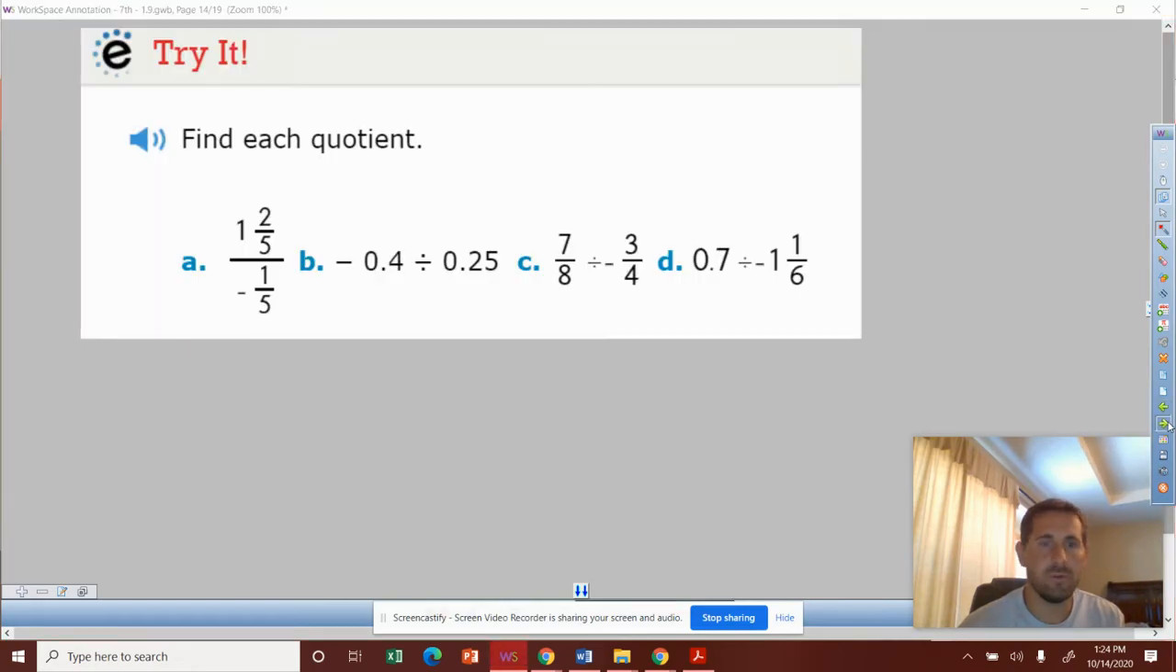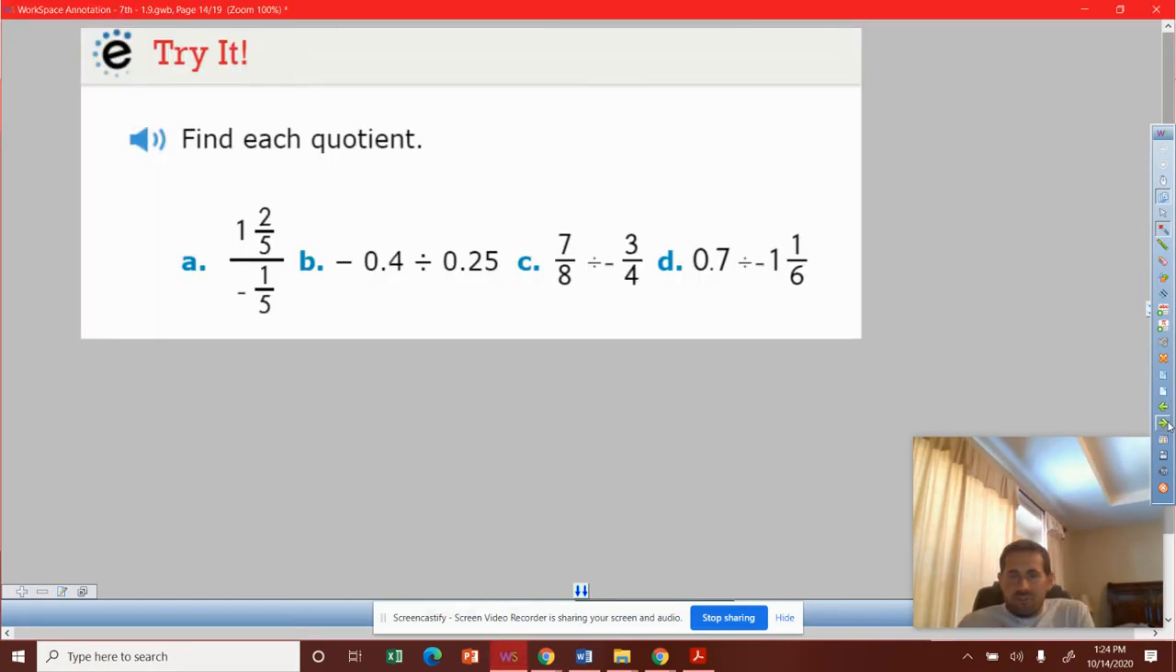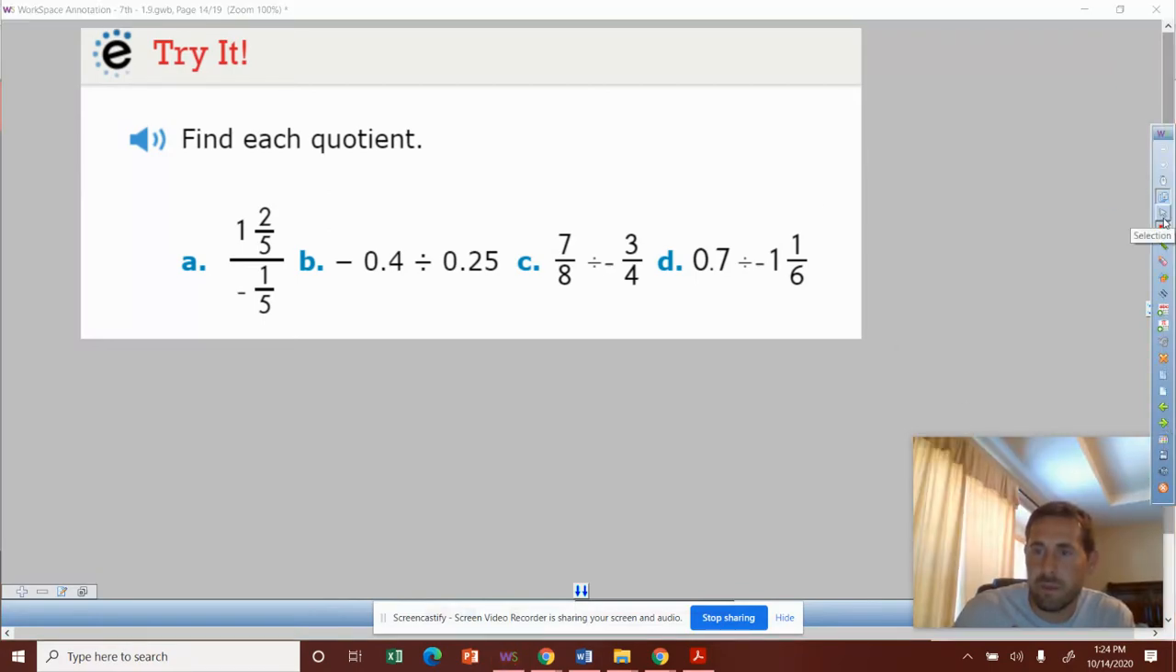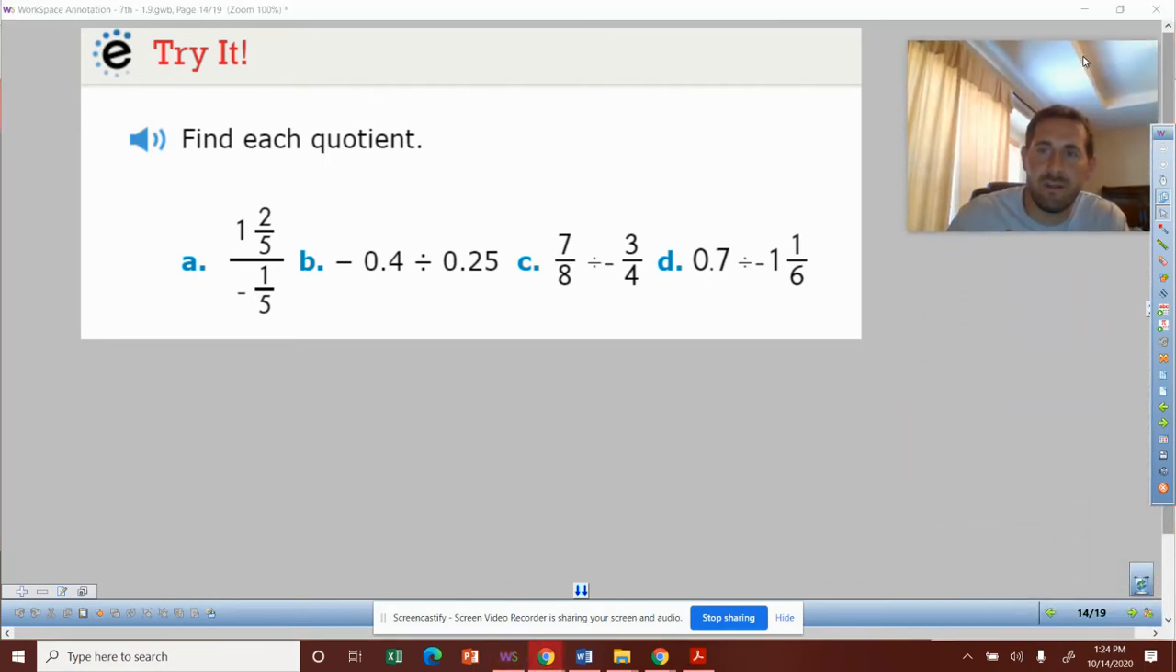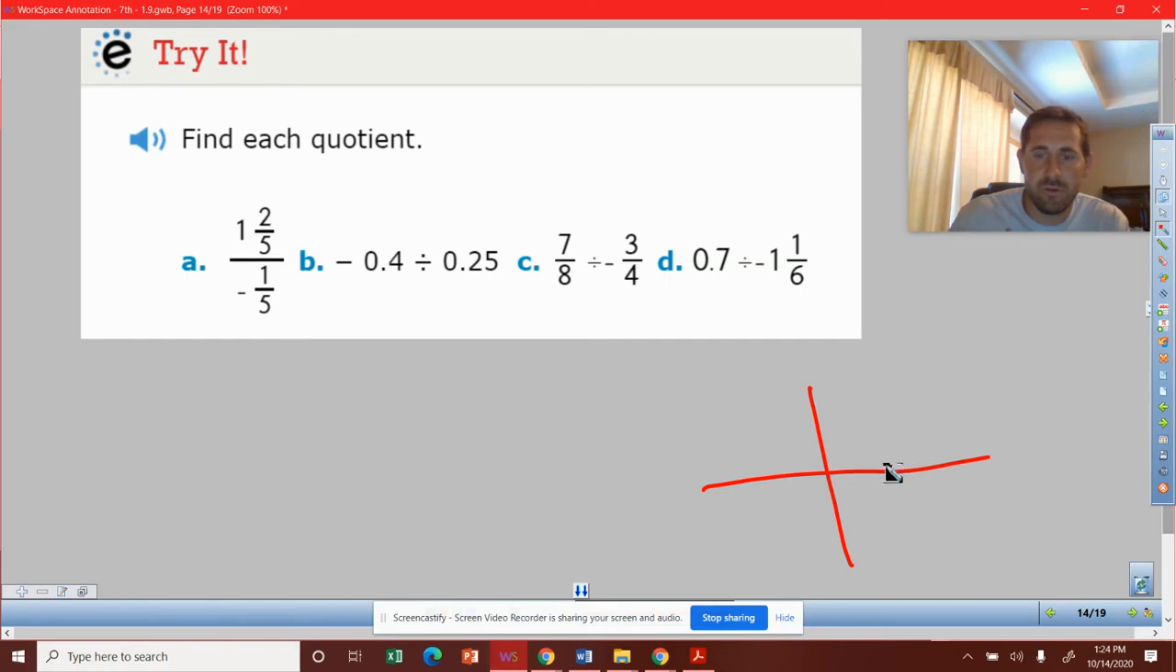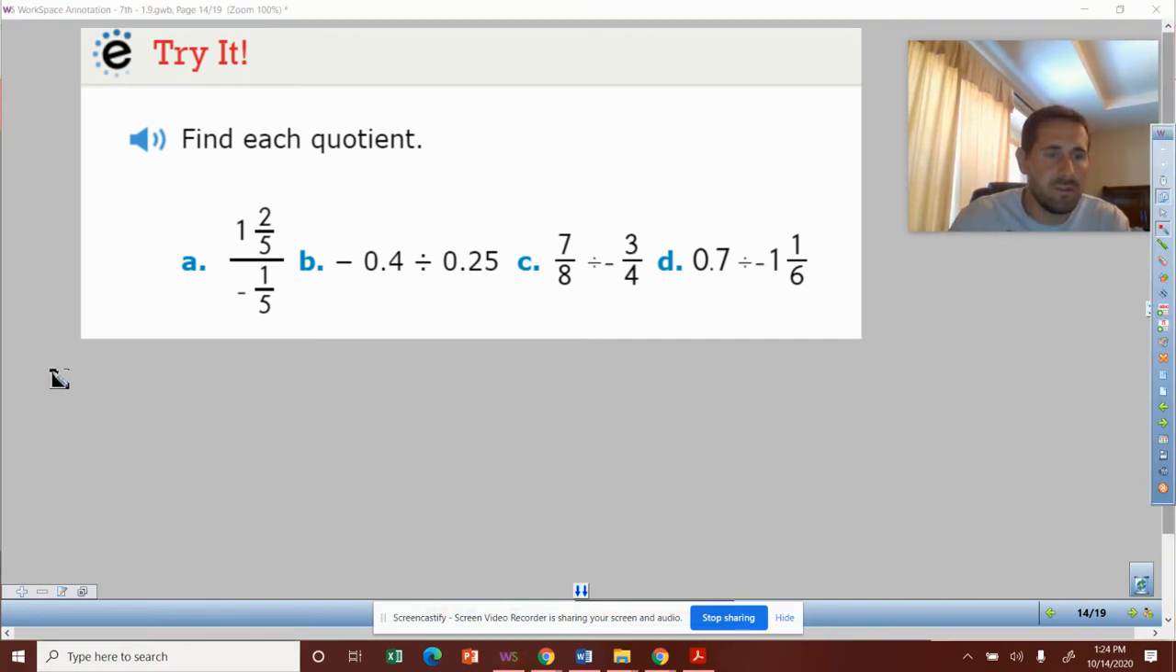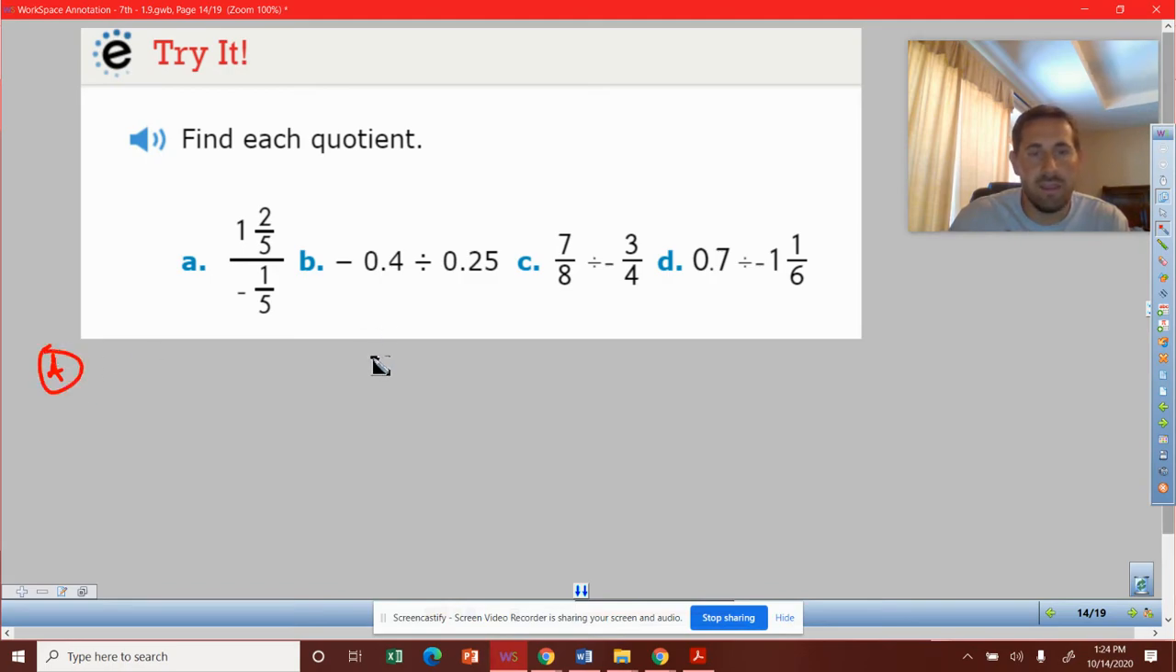Try it for number 2. Find each quotient. So find the answer to each of these division problems. I would just chunk this out. And in fact, if I divide my page up, I would either divide my page up into quarters that way, or I'm going to see if I could squeeze it in here. I'll put A, B, C, and D on my page if that's what I was doing.